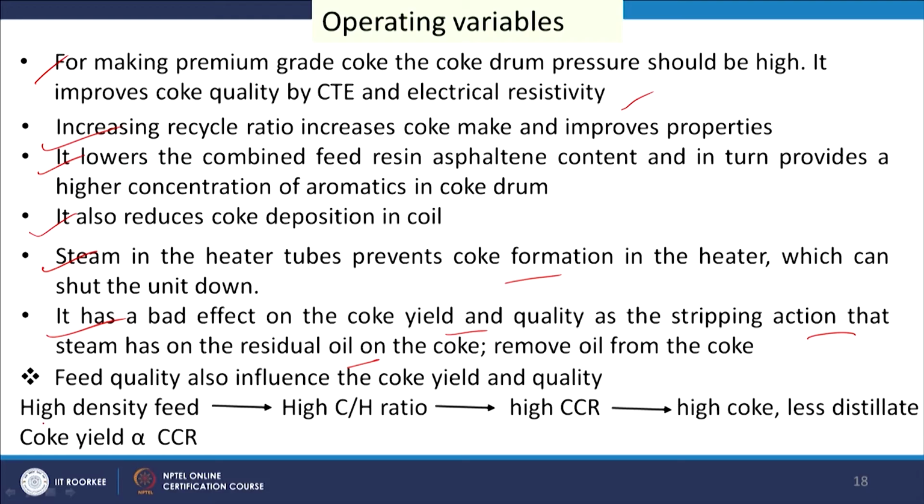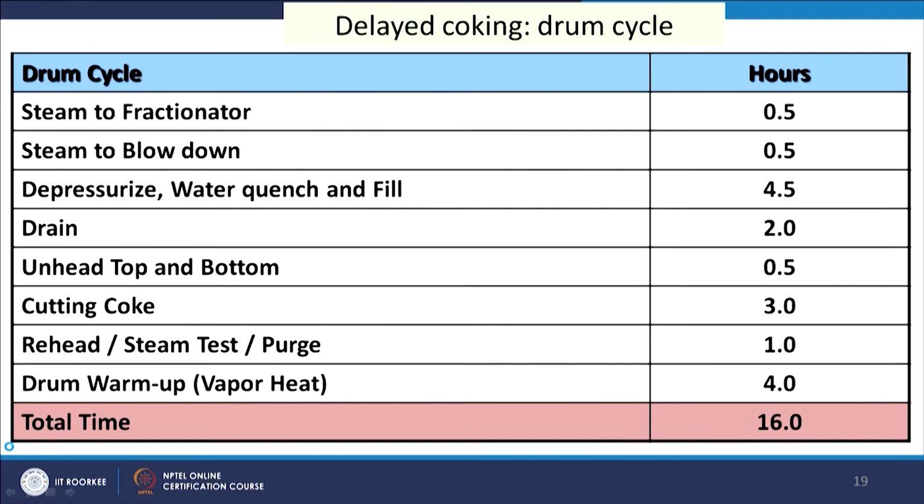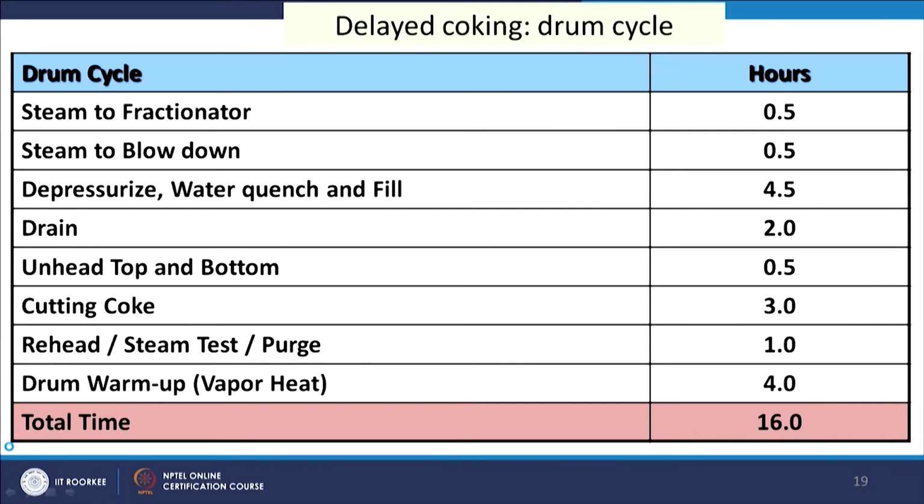So, we can summarize that a high density feed will give a high carbon by hydrogen ratio and high CCR. It will give high coke, less distillate and less gas, and coke yield is proportional to CCR. Now, in delayed coking, first the feed is heated in the furnace, then it goes to the coke drum, and from the coke drum the vapor goes to fractionation at the upper part, and from the bottom part we get coke from the coke drum. So, this is a cycle.